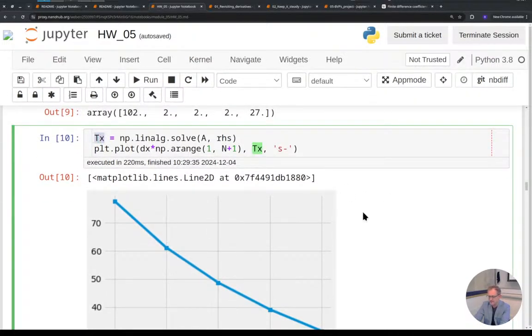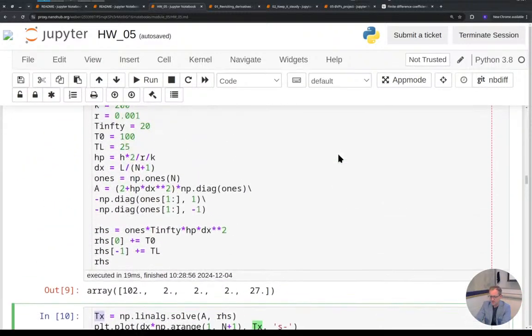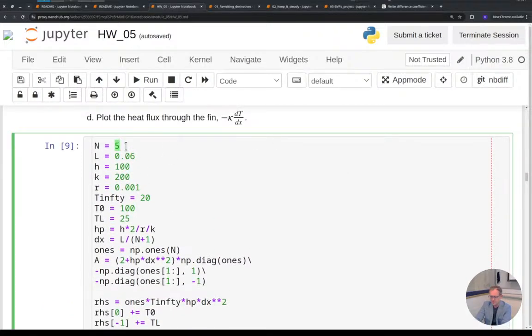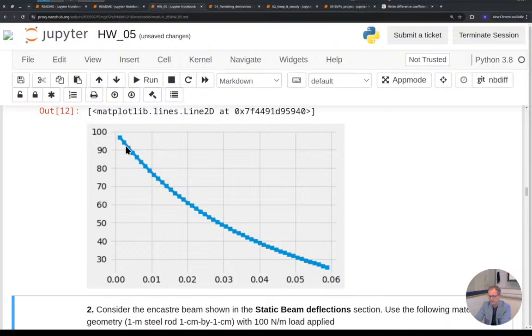So it makes sense that the left-hand side is not 100, because 100 is happening at x equals 0, not x equals 0.01. So let's try bumping that up. We'll try getting more values. Change this up to 50, so our steps are even smaller. And now we start seeing, as we get closer and closer to x equals 0, that it's closer and closer to 100. So the boundary condition is being satisfied on both sides.